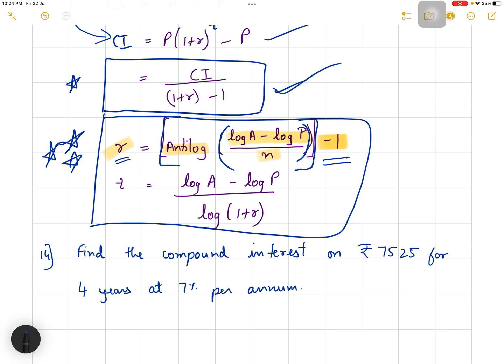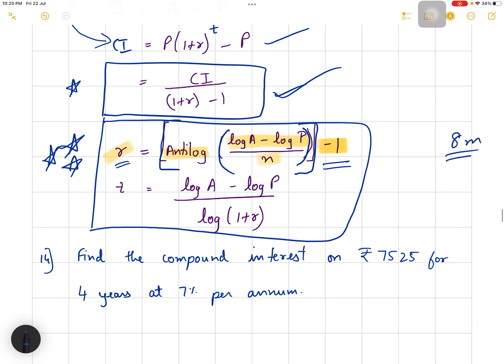It is very important. You can expect at least 2 sums, 4 marks each, where you have to find R or T. At least one problem will come for sure. I am expecting more than 2, which might carry more than 8 marks. It takes less than 5 minutes to solve these problems. So in less than 5 minutes you can score 8 marks. It's a very good deal, right? So make sure you learn these formulas by heart without fail.